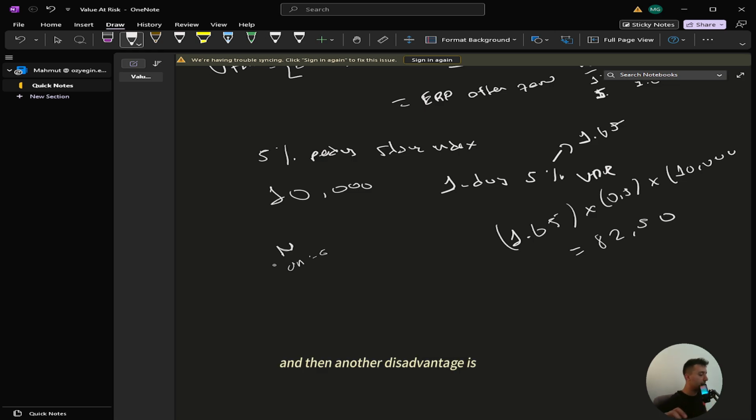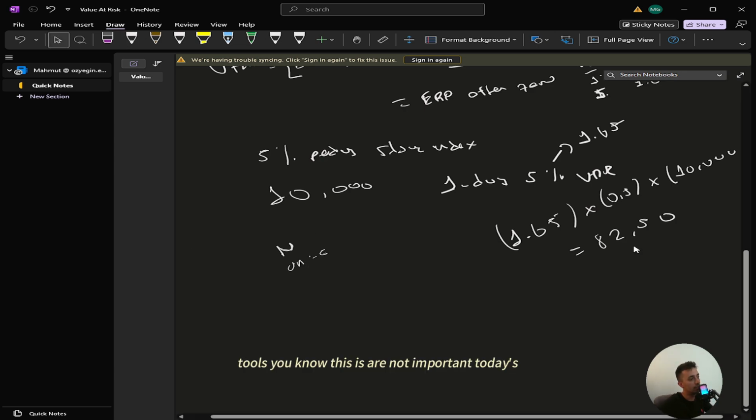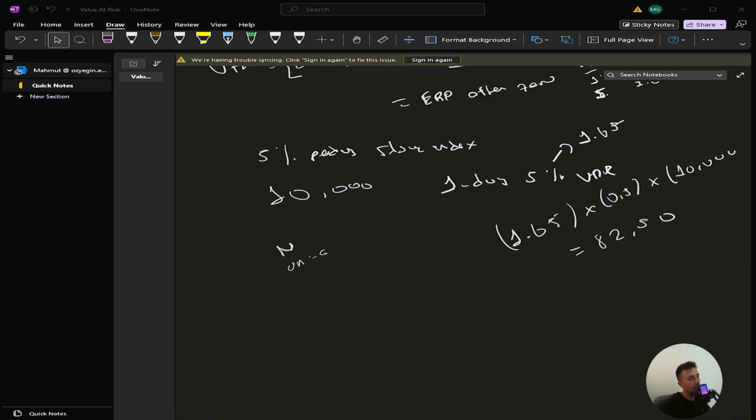Another disadvantage is computer time. A great deal of computer time and calculations, but these days this is really easy. We have really powerful computers and calculation tools. This is not important today, but if you have very big calculations, maybe your computer or tools are not sufficient for you.